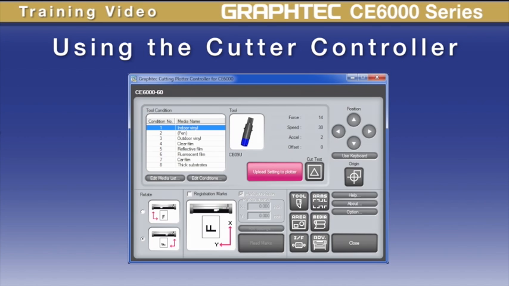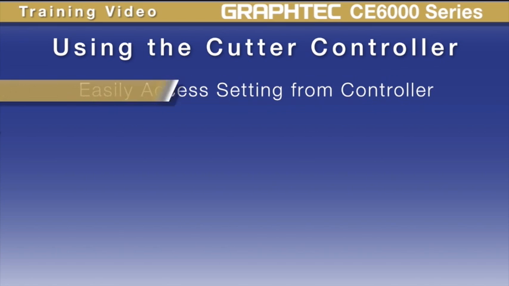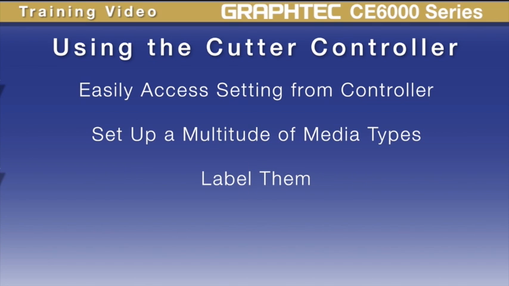There's some additional benefits to this as well. First, rather than having to sift through different menus on the cutter, you can easily access the majority of settings from the controller. Second, you have the ability to set up a multitude of conditions, label them with specific names, and then upload them to the cutter so that you can actually see the label on the cutter's control panel. This makes it easier for seeing what material each condition is used for on the control panel, rather than just condition 1 through 8. In this lesson, we're going to learn how to use the controller effectively.